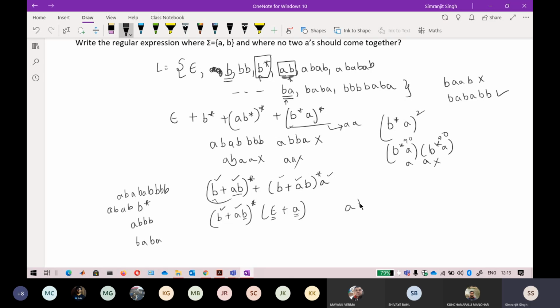Okay, so just try it like this: A B, A B, B B A. Can this string be possible here? Let me take a look. That A B can come from this one. Again, A B can come from this one. Then we need two B's. Two B's can also come from this one, and the final A can be taken from here. So I think all the strings are possible here.